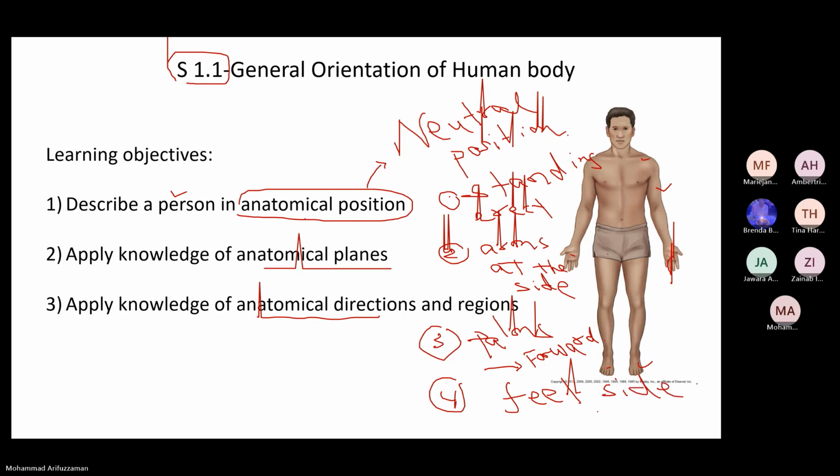So how can we explain this position? It's the neutral position. The body is viewed as standing erect. The arms are at the side, the palms of the hands face forward, and the feet are side by side. So this is the anatomical position, which is a neutral position of the body. Okay.